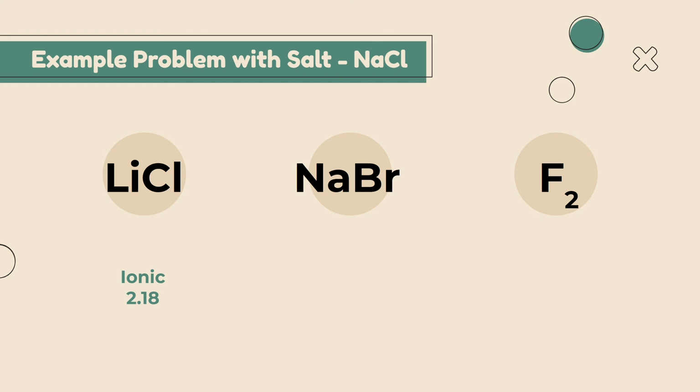For sodium bromide, you should have gotten ionic as well, because the electronegativity difference is greater than 1.8. And for the third problem, which may have looked a bit confusing, you should have gotten covalent, because the electronegativity difference is 0. You can also keep this note as a little trick: whenever you have a molecule made of two of the same atoms like this one, it will always be covalent.